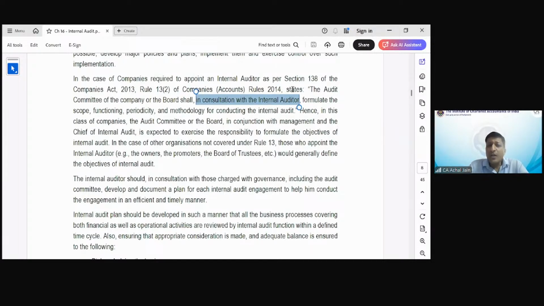If let's suppose it's not a company, those who appoint the internal auditor, for example, owners, promoters, or board of trustees in case of a trust, would generally define the objectives of the internal audit. So it's not something which is limited to a company. As we discussed, wherever it is not mandatory, wherever it is not arising out of the requirements of the law, still it's considered to be an important aspect.